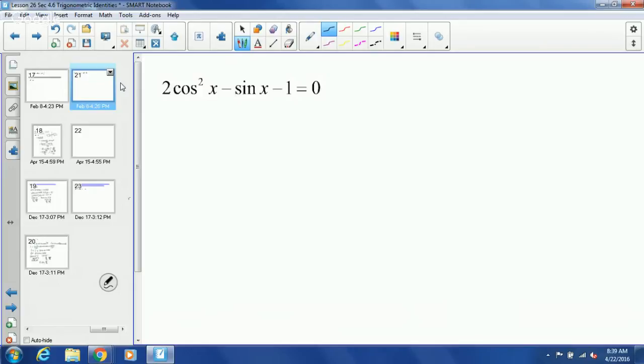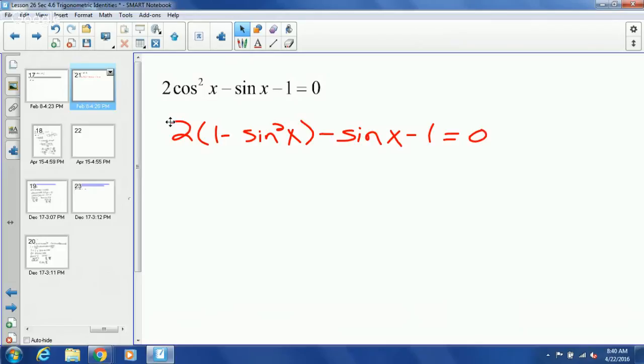Okay, just to make sure everybody's got the step before you keep going, you should change this to 2 times 1 minus sine squared of x minus 1 equals 0. Now keep going, distribute that, and you should see automatically, once you get your like terms together, what you've got to do. You've done problems like this before.